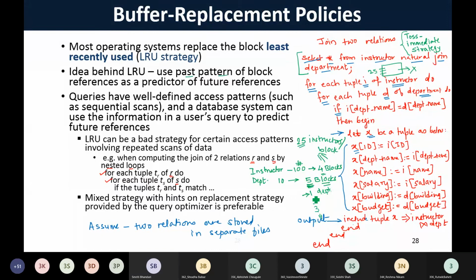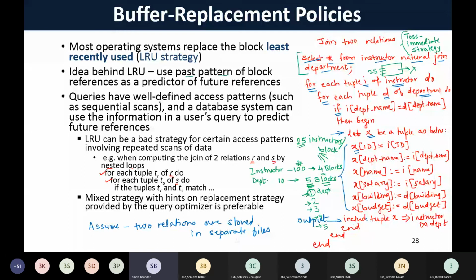Are you getting me? Yes? Yes, ma'am. So the first block gets processed, second gets processed, third gets processed, fourth gets processed, fifth gets processed, and then there is a turn once again for the next instructor tuple to process this first block.